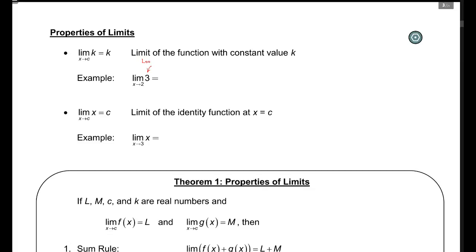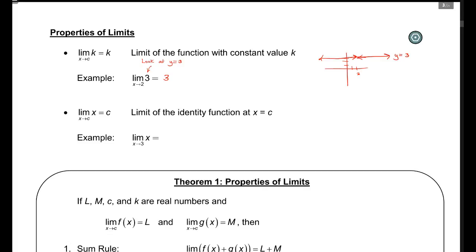I'm looking at the equation y equals 3. Remember, whatever we're taking the limit of is a function. That's what we're considering. So when it just says 3, we're really thinking y equals 3. What does y equals 3 look like? This is a horizontal line. If I want to approach 2 from the left and 2 from the right, does it matter? No. It's still going to be 3.